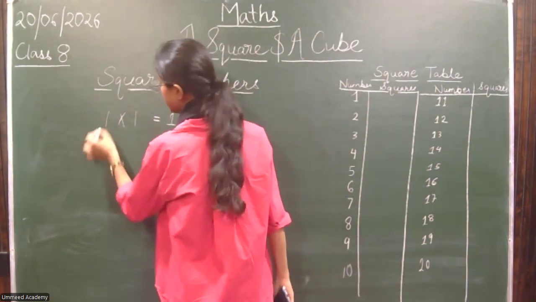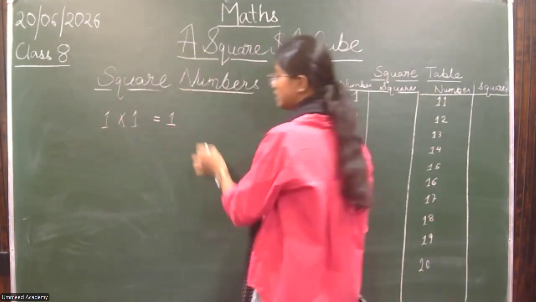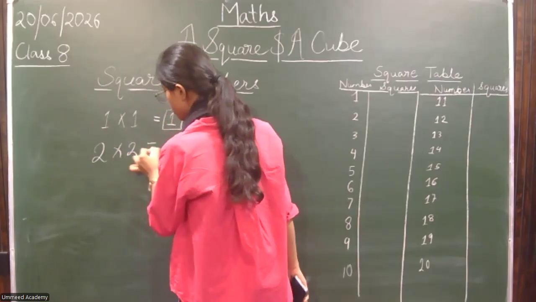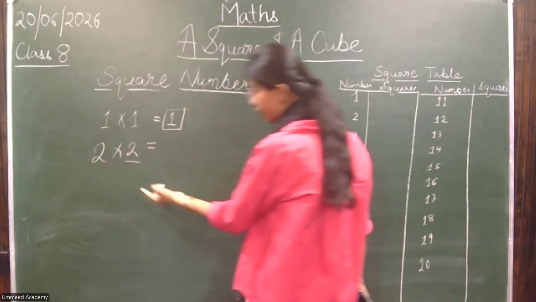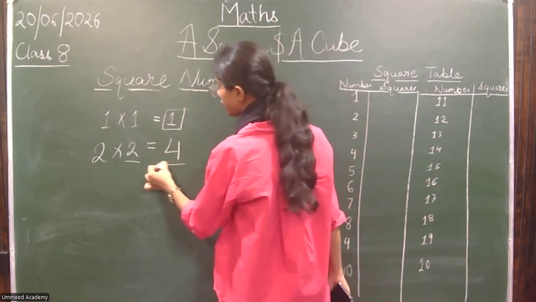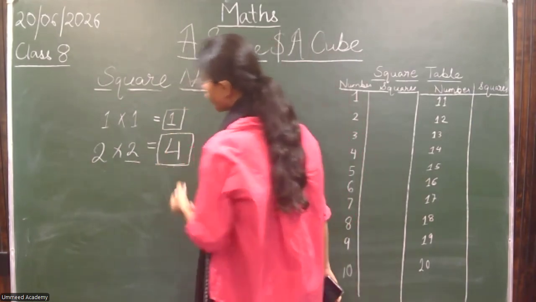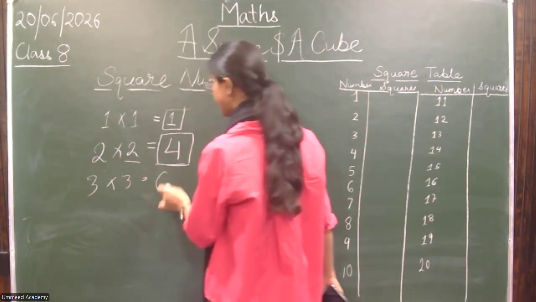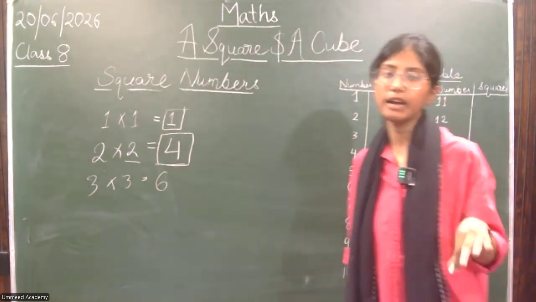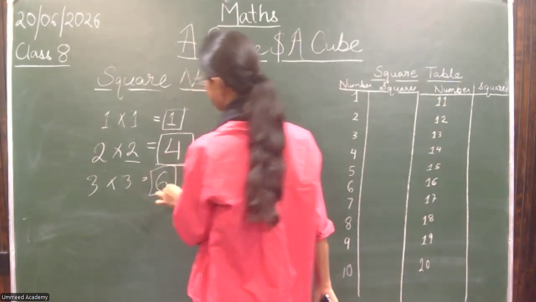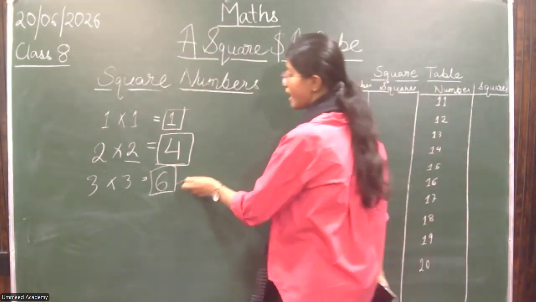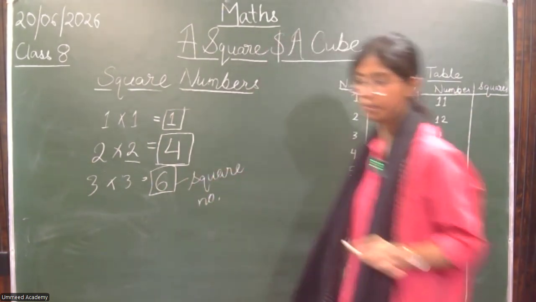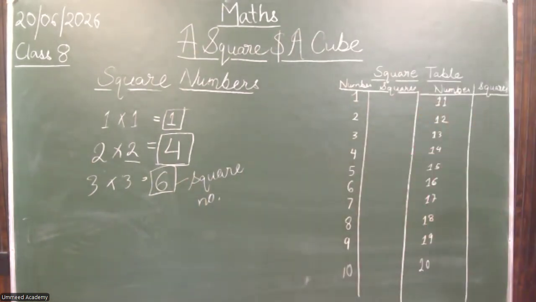So the square of 1 is 1 itself. Now we get to 2. When we are multiplying 2 with itself, we are getting 4. What is the square of 2? 4. Likewise, 3, 4, 5. Whenever any natural number is multiplied by itself, we get a square of that number and we call that a square number. Clear? Yes, ma'am. Okay.